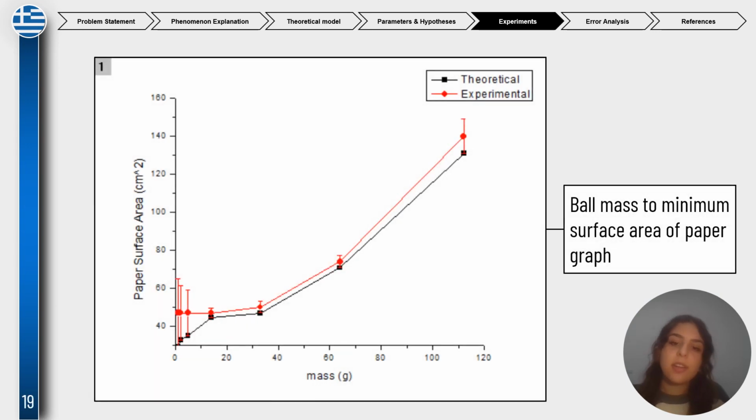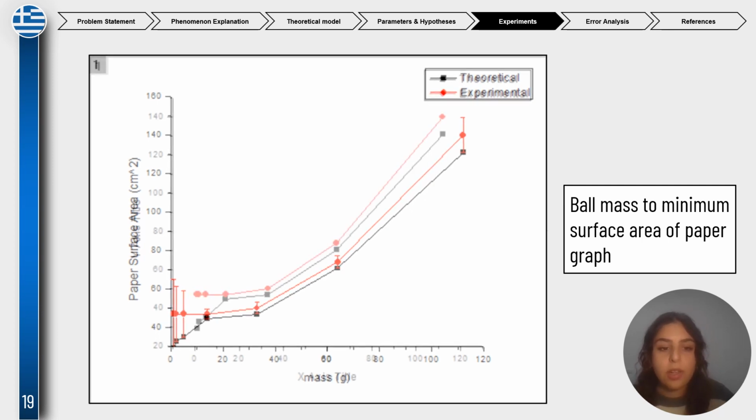And here is the graph that we took for each mass and then paper surface area on the y-axis. And we can see that as the mass increases, the minimum paper surface area also increases. We have with the black the theoretical values and with the red the experimental values. The theoretical values are obtained from the theoretical model, and the red scatters here are obtained from our experiments.